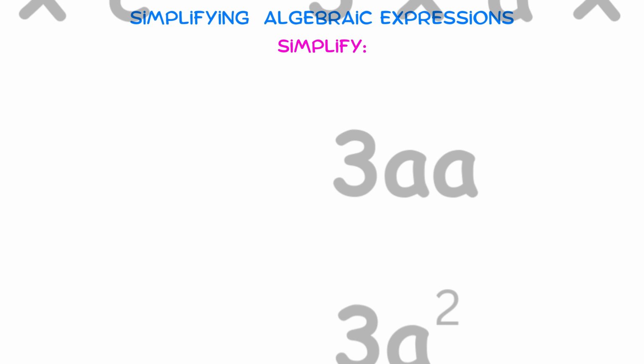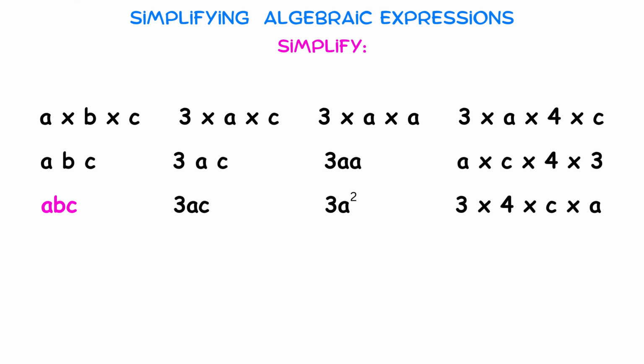In this video, we're going to cover the basics of how we can simplify algebraic expressions where numbers and letters are being multiplied together, like in these examples. Now, the most important thing you need to know when you're doing algebra is that we generally don't write the multiplication signs, and instead we just put the figures that are being multiplied together right next to each other.